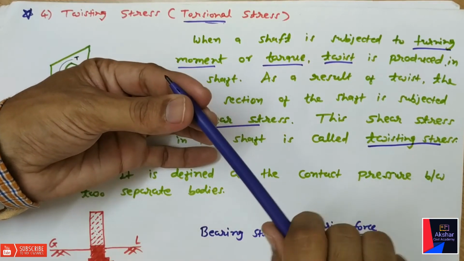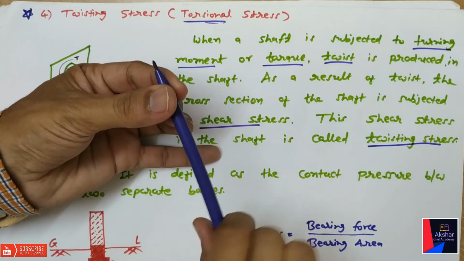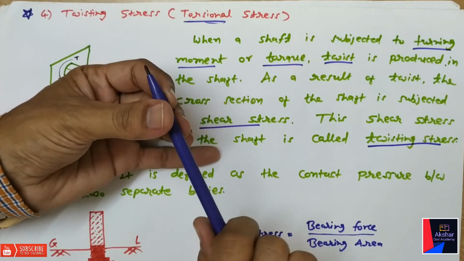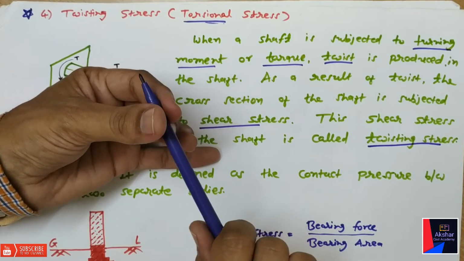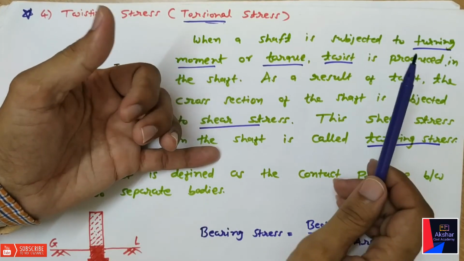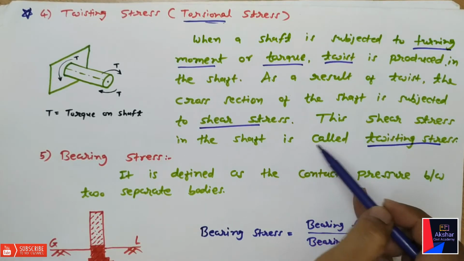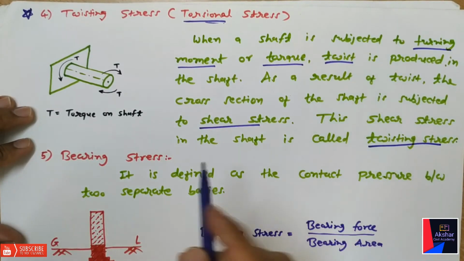For example, we are trying to tighten the screw. If we are trying to tighten the screw, then twist is produced, and due to that twist, shear stress is developed. So that shear stress in the shaft is called twisting stress. Clear?